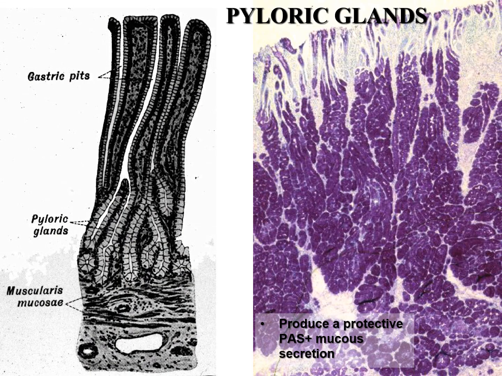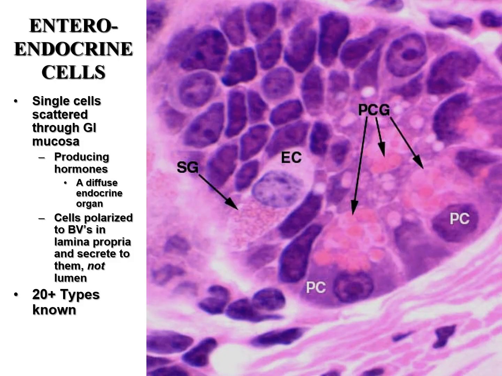This is the pyloric glands. As you can see, the pyloric region is almost like the cardiac region. However, the pyloric glands don't contain the chief and parietal cells.